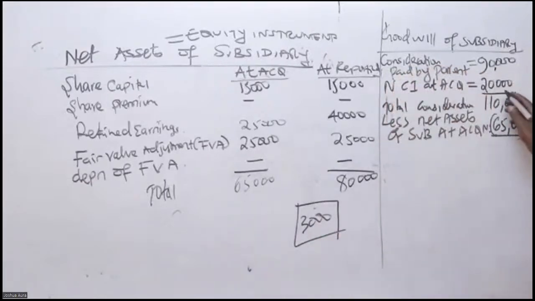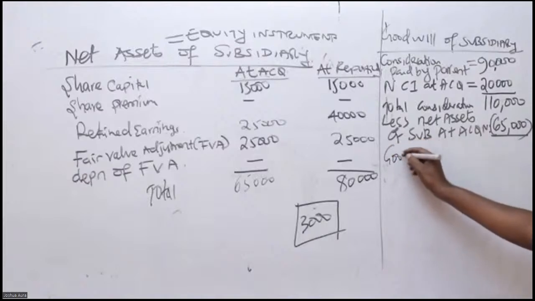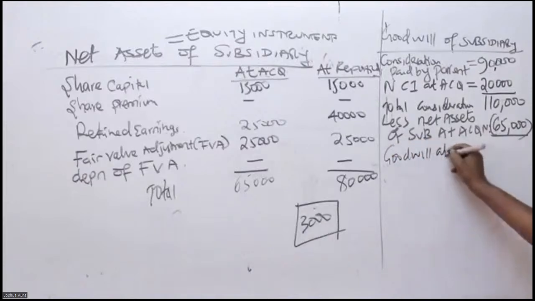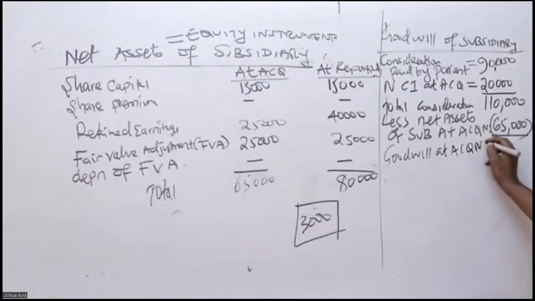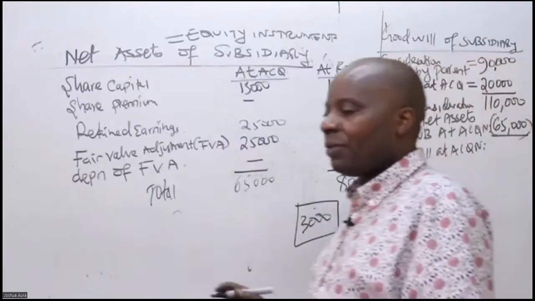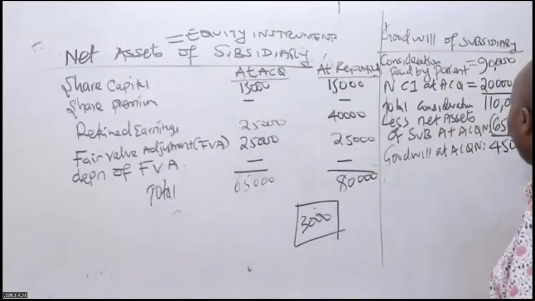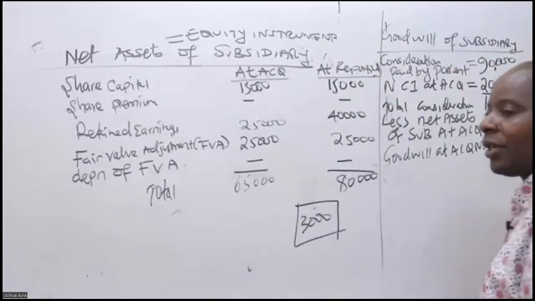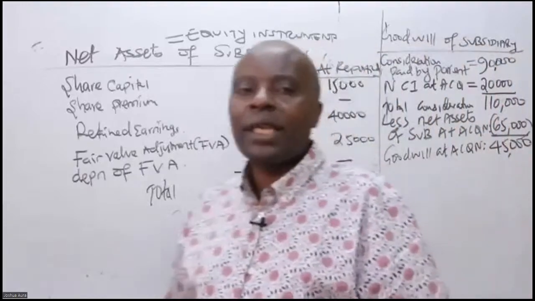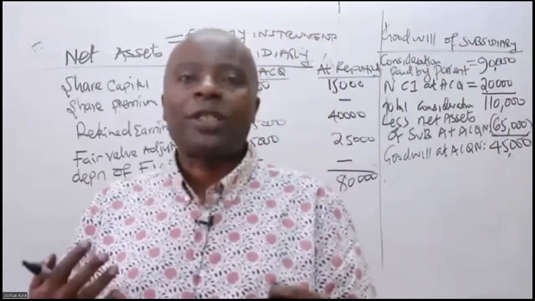So then what we have here is goodwill. This will be called goodwill at acquisition. Goodwill at acquisition will be 110,000 minus this 65,000, which gives me how much? 45,000. Thank you very much. Goodwill, just like any asset, just like yourselves.